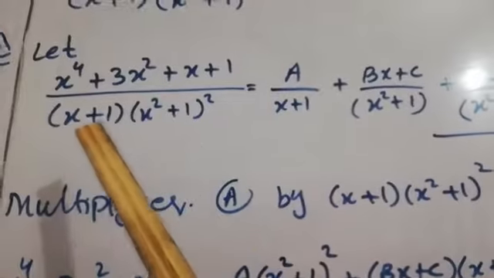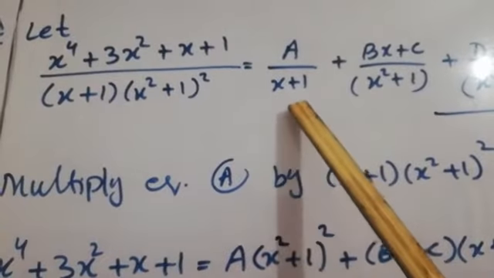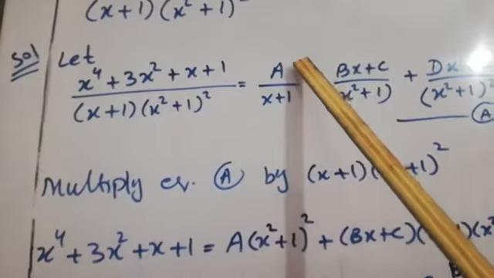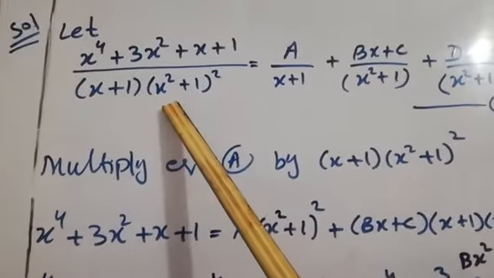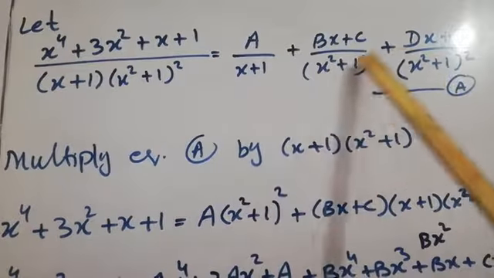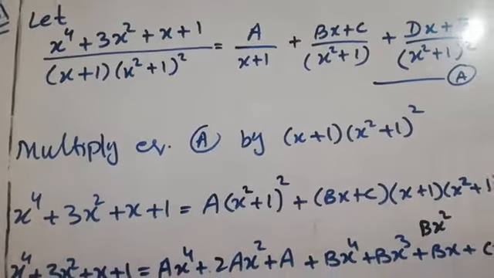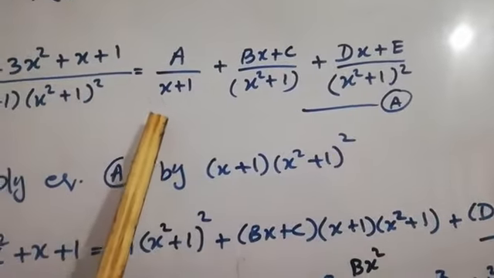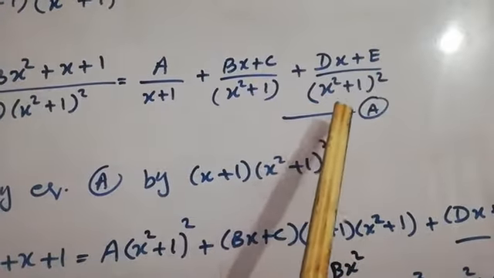How can we do this? First of all, you will take the first factor of the denominator. This is a linear factor. In case of a linear factor, you will just put a constant on the numerator, like A by x plus 1. Now check the second factor. The second factor is written in the form of a square. This is quadratic, so we will write the numerator in linear form. First we will write this once, and then we will take the square of this factor. And we will make this A by x plus 1, plus Bx plus C by x square plus 1, plus Dx plus E by x square plus 1 whole square.